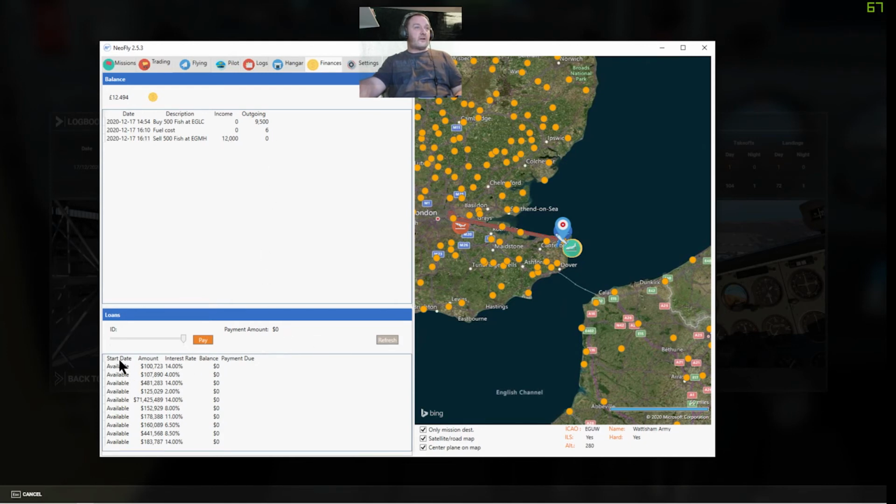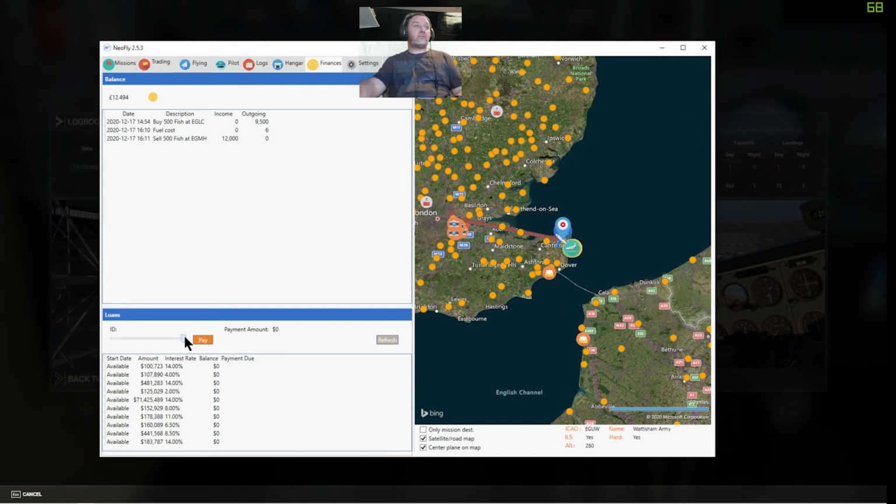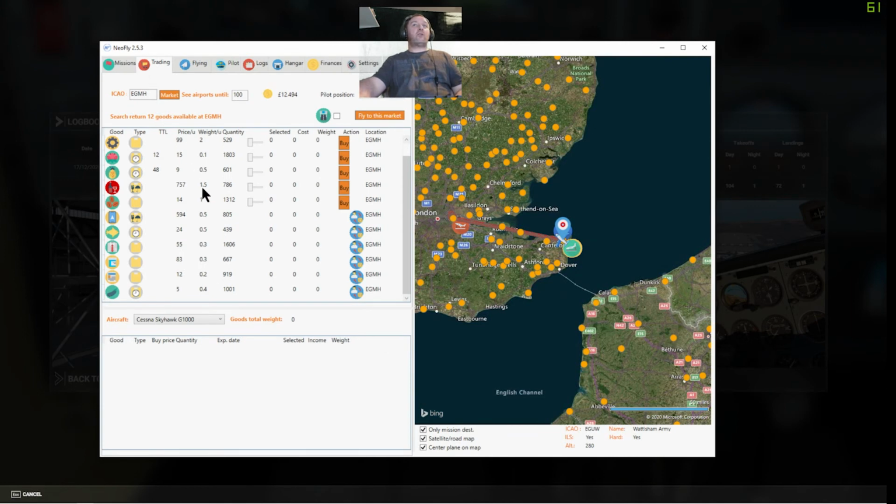So interest. So there's a lot there. Wow. So you can do finances, and I've not looked at that. That might be another thing to look at. So these are all what's available. Okay, anyway, that was our first trading mission, and we did well.